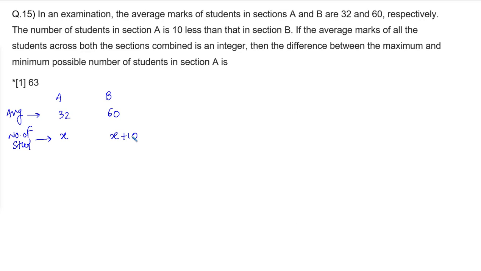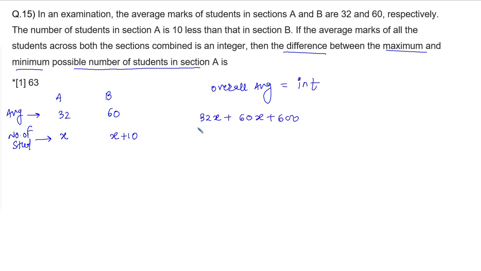If the average marks of all the students across both the sections combined is an integer, so basically the overall average is equal to an integer, then find the difference between the maximum and minimum possible number of students in section A. So the difference in maximum and minimum value of X. So the overall average is going to be how much? Overall sum is going to be how much? 32x is the sum of section A. Then the sum of section B is 60x plus 600, divided by the total number of students, 2x plus 10.